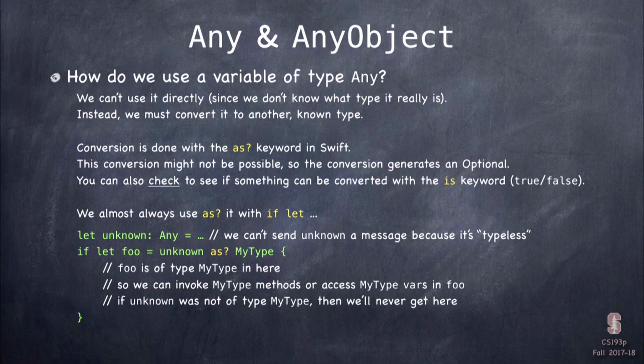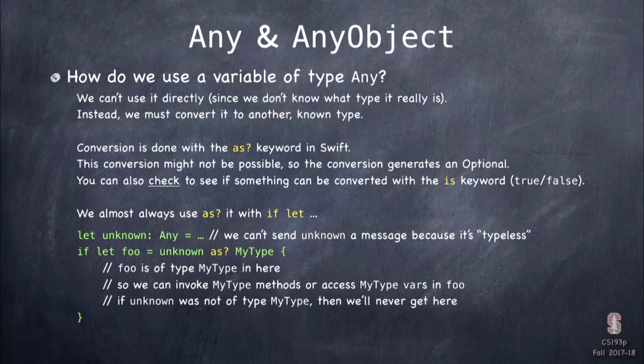Here's an example. It's best learned by example. Let's say I have a var called unknown, which is of type Any. So I don't know what's in it. It could be anything in there. And I think that thing in unknown might be of type MyType. I'm not sure, but I think it might be. So I'm going to say if let foo, which is a new variable, equal unknown as MyType, then inside there I can send messages to foo that MyType understands. So I've just converted unknown into a new variable of type MyType, if possible, by using as.